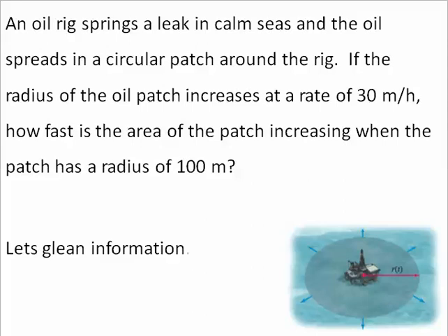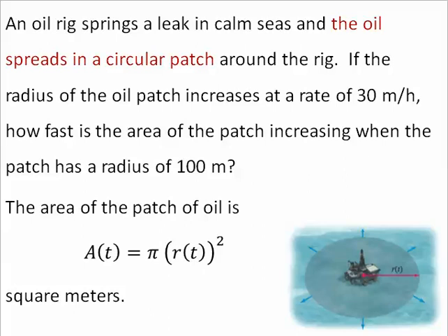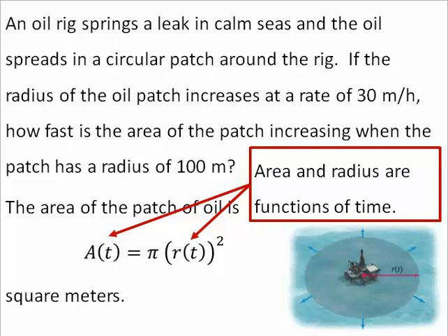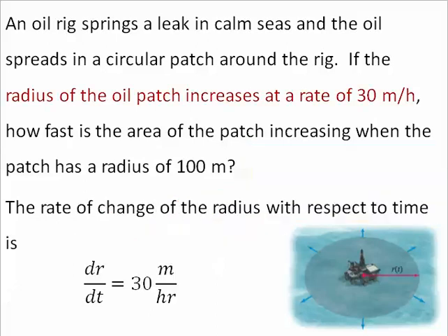Let's glean information. The area of the patch of oil is A equals pi r squared. We know that because we're told that it's a circular patch. Notice that area and radius are functions of time. The rate of change of the radius with respect to time is dr/dt equals 30 meters per hour.